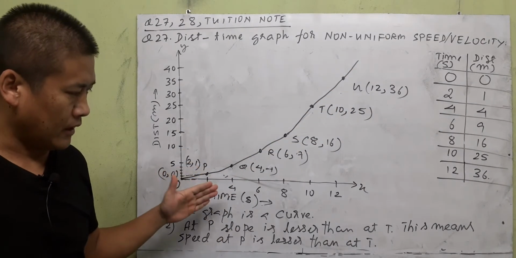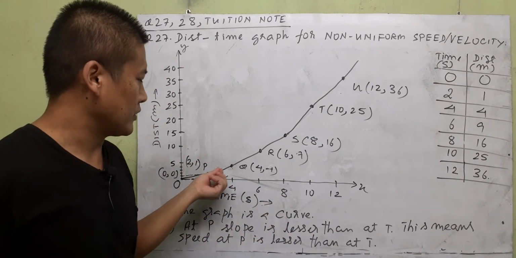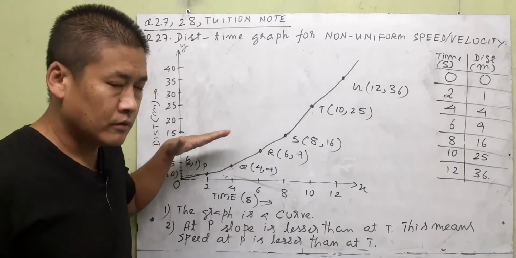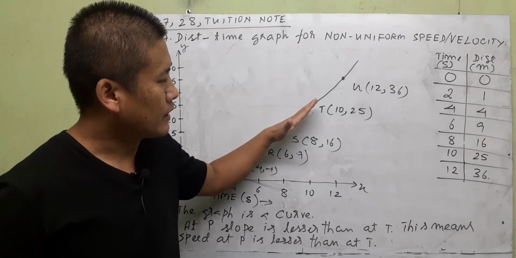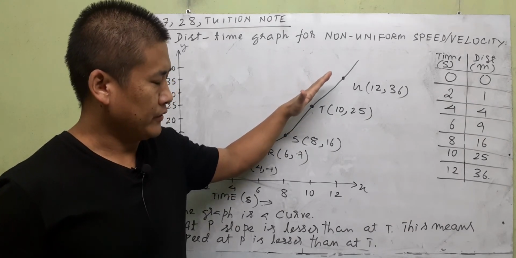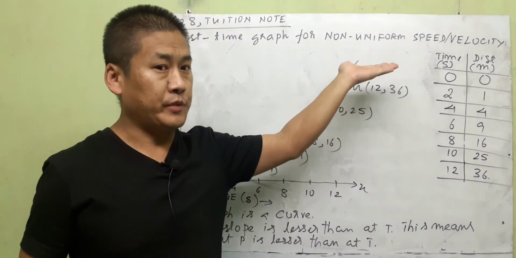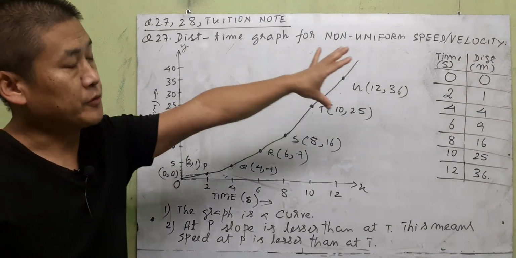So the graph tells us to interpret it this way, that the points on the curve where it is lower, the speed of that object is lesser, and the points of the curve where it is more sloped, those are the points where the same object is moving with higher speed. Okay, so that's the study of the distance time graph for non-uniform speed or velocity.